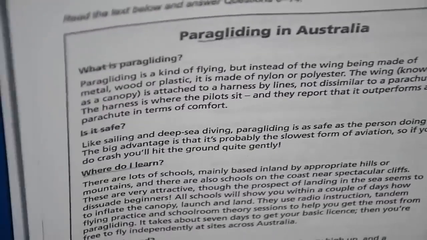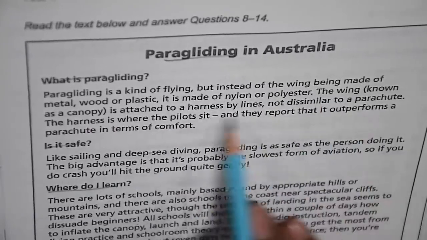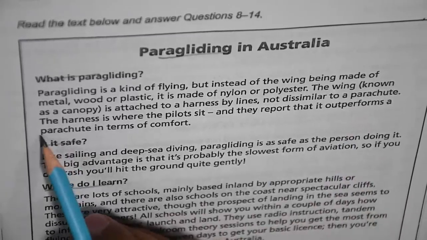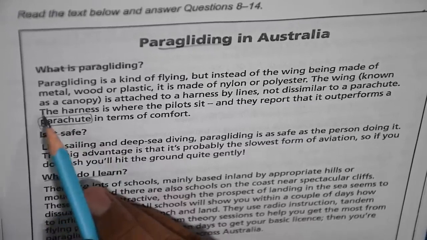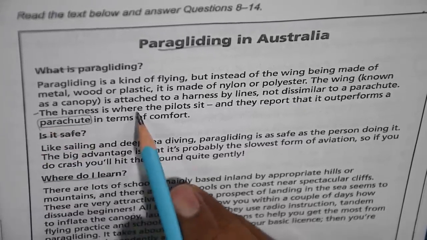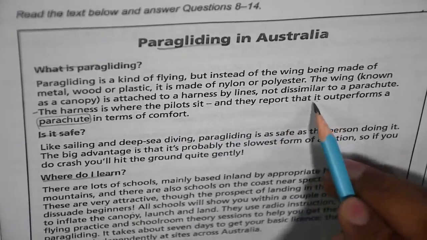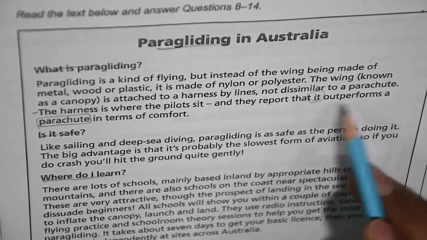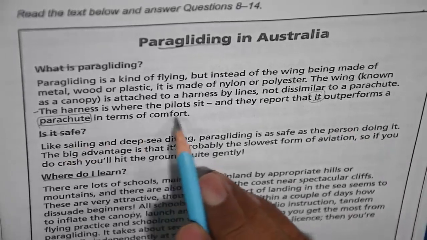So let's just go back here. There they say paragliding is a kind of this and that. I'm looking for the word parachute. Yes, here I found the word parachute. Now I need to read this sentence. It is starting from here. The harness is where the pilots sit, and they report that it means actually paraglider. It outperforms. It means a paraglider outperforms a parachute in terms of comfort.